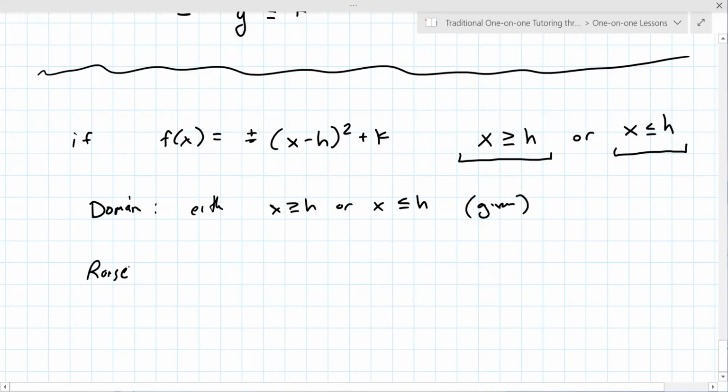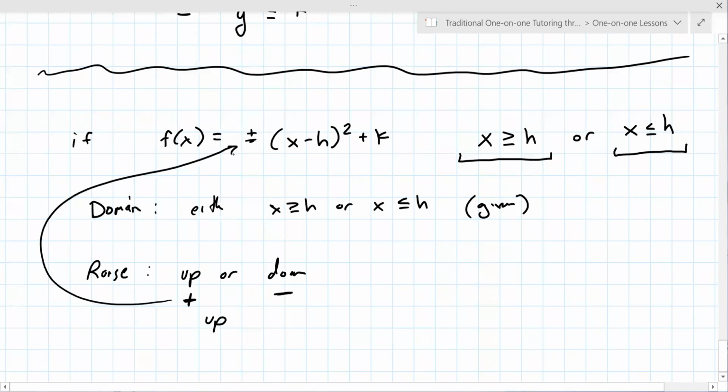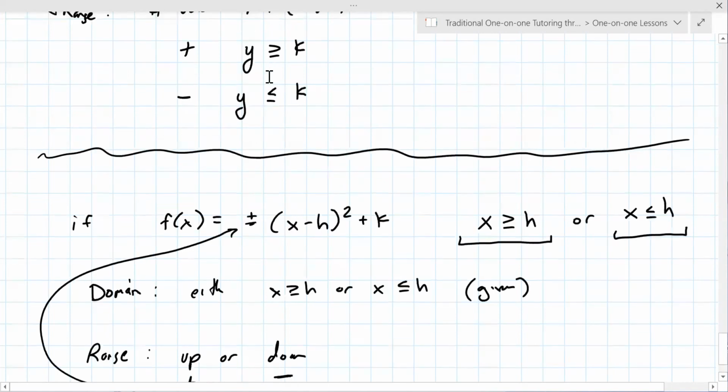The range depends on whether it opens up or down. If it opens up, that means it's a plus in front. Down is the minus in front. So it's referring back to that right there. If it opens up, it's always y greater than or equal to k. If it's opening down, it's y less than or equal to k. And you'll notice this is identical to the last one.